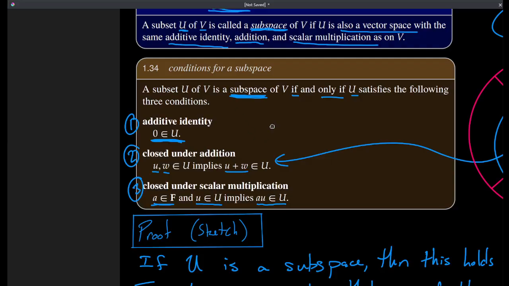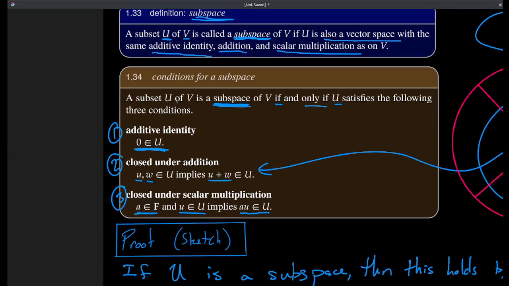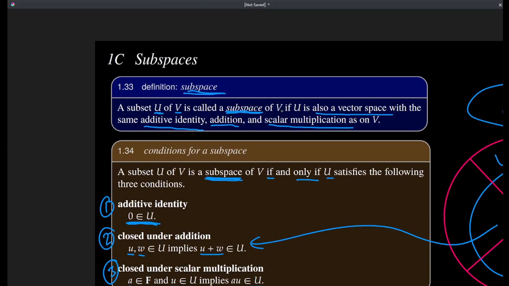One tiny bit of notation. So, if we have a subspace U of a vector space V, we write U less than or equal to V. This is like that U is a subspace.